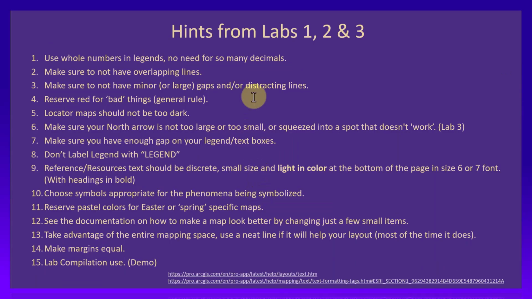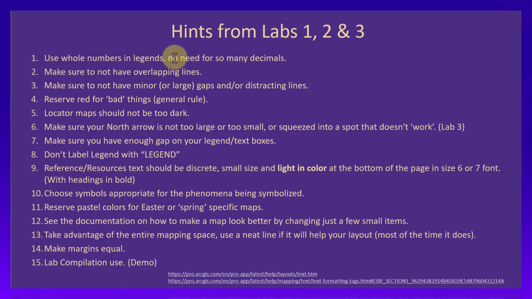Some important hints from previous labs, Labs 1, 2, and 3. Use whole numbers in your legends. There's no need for so many decimals. One decimal is fine. So if you have a 0.5 mile, something that makes sense, that'll work. 0.27 miles does not indicate anything. 0.4 miles we can't really approximate. Use decimals carefully so that people can understand what you're trying to say in your legend, and also your scale bar.